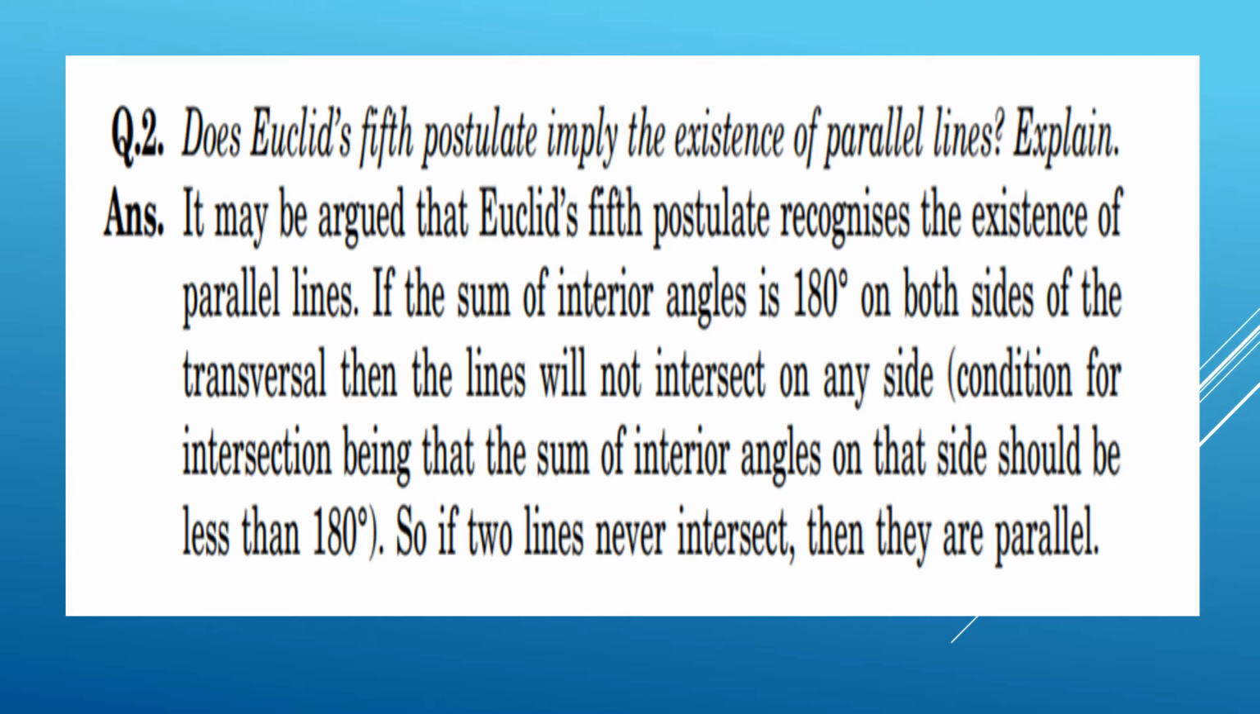It may be argued that Euclid's fifth postulate recognizes the existence of parallel lines. Okay, my children. If the sum of interior angles is 180 degrees on both sides of the transversal, then the lines will not intersect on any side. The condition for intersection is that the sum of interior angles on that side should be less than 180 degrees. Okay, my children, understood? So if two lines never intersect, then they are parallel lines. The two lines are said to be parallel if they are not intersecting. Okay, my children?